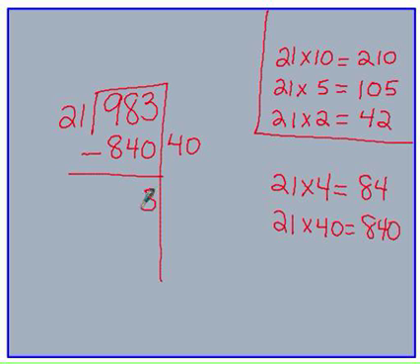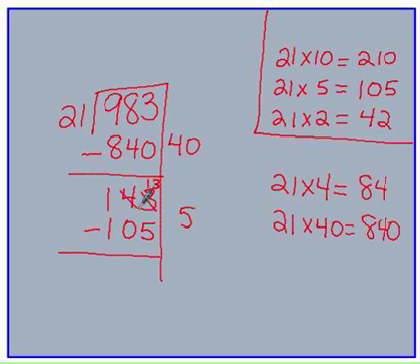3 minus 0 is 3. 8 minus 4 is 4. 9 minus 8 is 1. I have 143 remaining. I can still make more groups of 21. When I look back up at my friendly equations, I can see that 105 is pretty close, so let's take 5 groups of 21. 21 times 5 is 105. Now I'm ready to subtract.